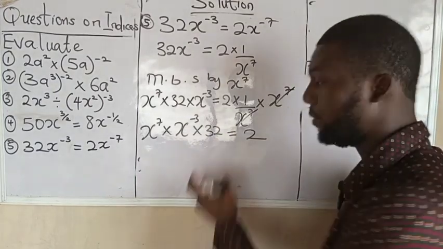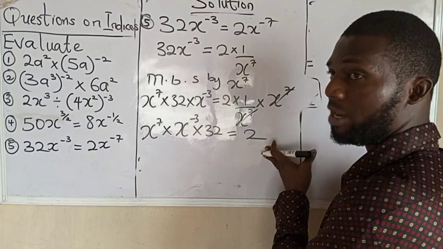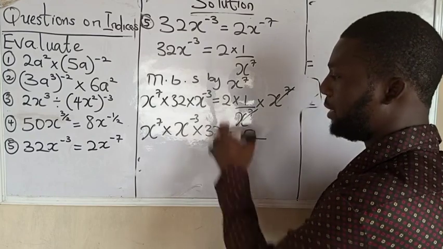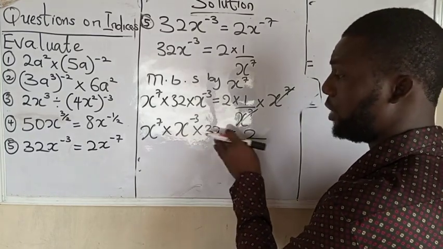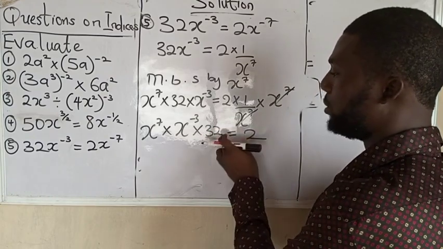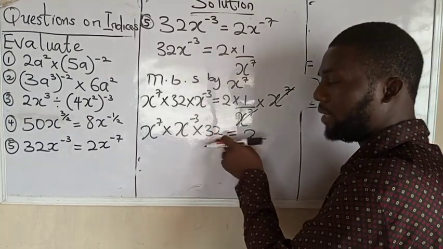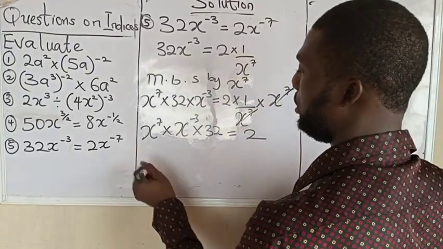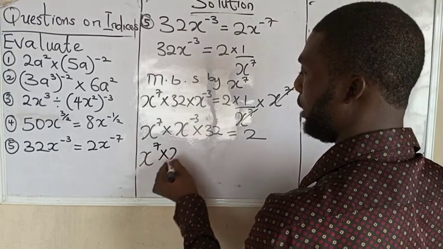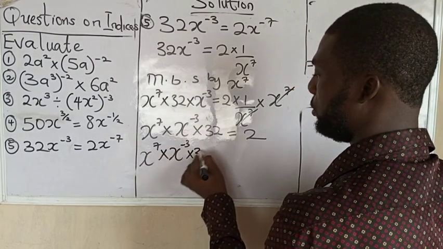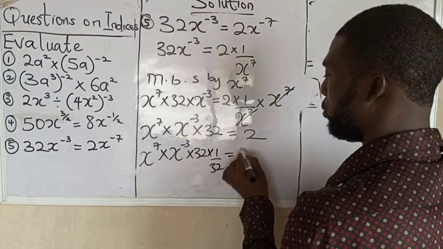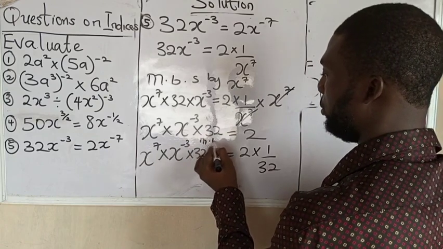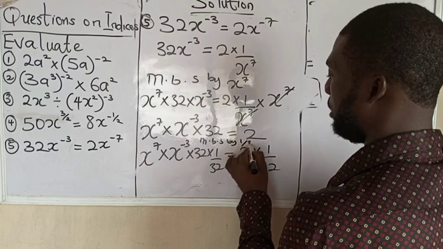However, we have another problem. Number shouldn't be here. Number should be on our right hand side. So what do we do? This is 32. So in order for me to eradicate the number here, or to cancel that, to take the number here away, I have to multiply both sides by its reciprocal. So if this is 32, the reciprocal of 32 will be 1 over 32. So it's going to be x raised to the power 7 times x raised to the power minus 3 times 32 times 1 over 32 equals 2 times 1 over 32. So in this case, I'll just say multiply both sides by 1 over 32.